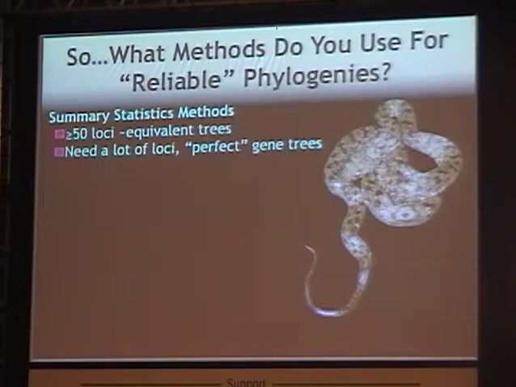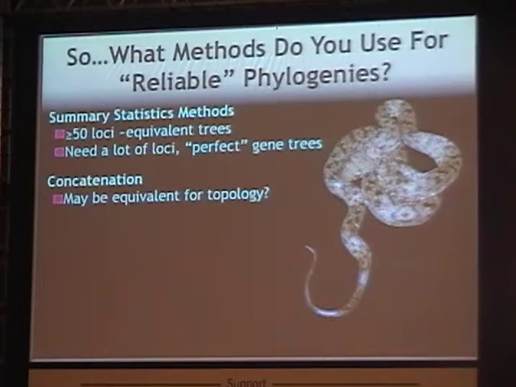At 50, you're probably going to start looking at NGS data and not necessarily doing Sanger sequencing at this point. And you're assuming your gene trees are perfect, and that's a whole other talk that I'm not giving today. Concatenation, under the right circumstances, you are maybe going to get an equivalent topology, so that's great when you take a first look at your data.